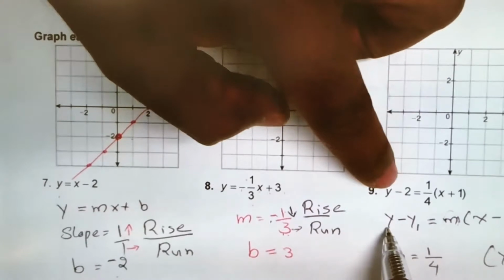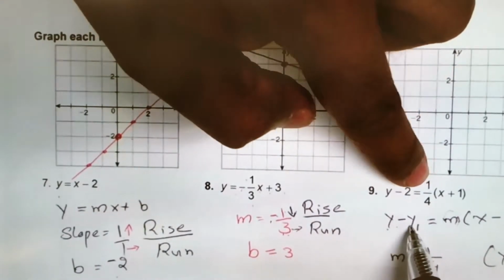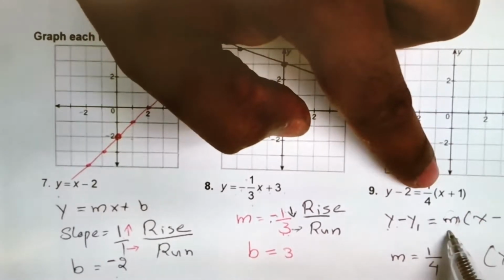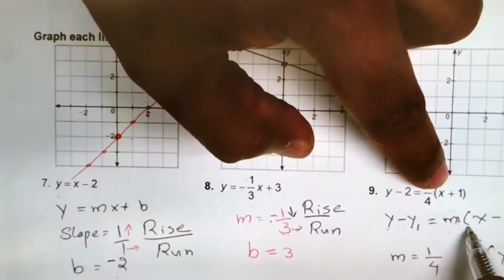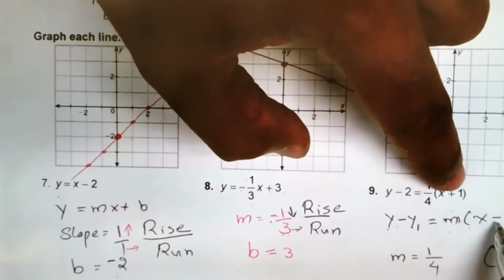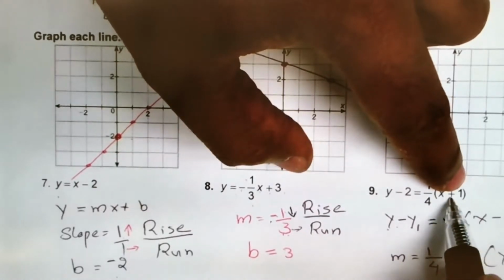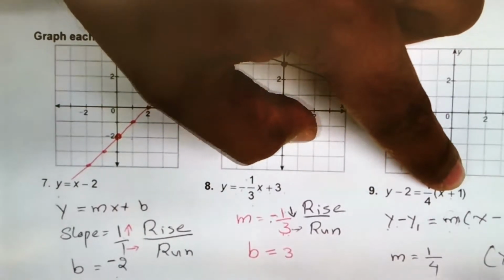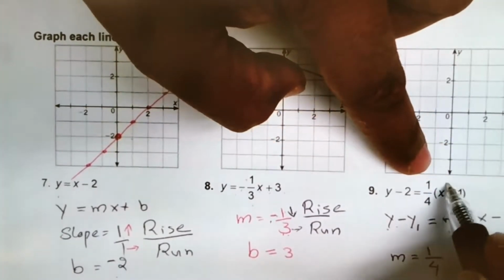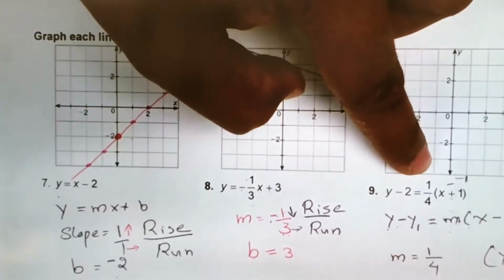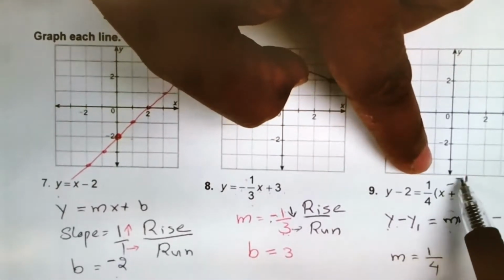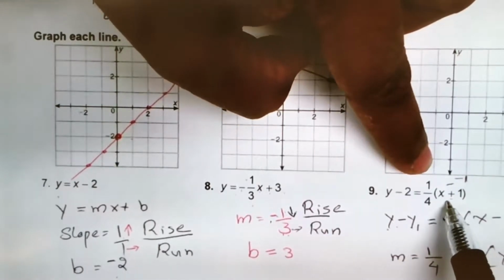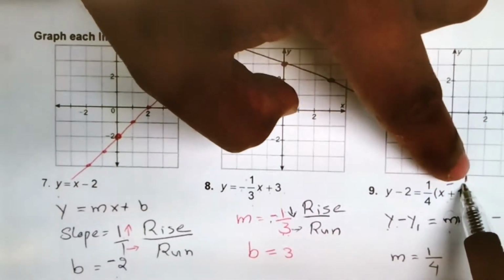So y minus y1, where y1 is 2. m, I have 1/4 times, open a parenthesis, x minus x1. But we don't have minus here. Instead of minus, it is plus, because this number was x minus negative 1. That's why it turned to x minus negative, two negatives become positive, that becomes plus 1. So my x1 was really negative 1.